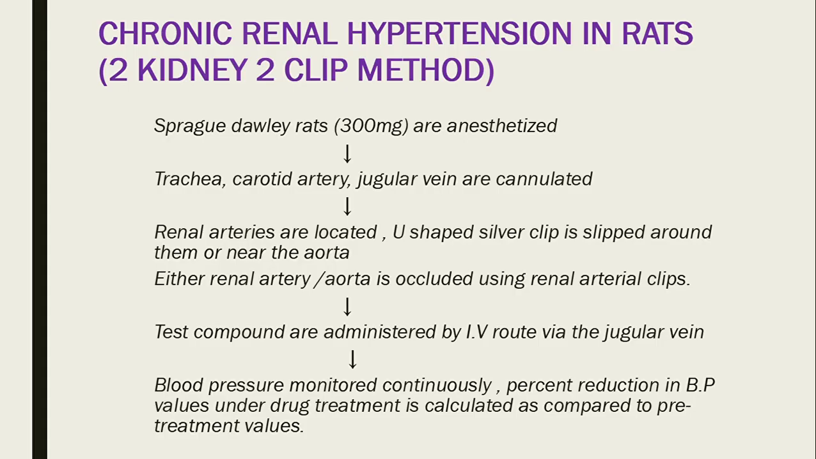Then test compounds are administered by the intravenous route via the jugular vein. Then blood pressure is monitored continuously. Percent reduction in BP (blood pressure) values under drug treatment is calculated as compared to pre-treatment values.